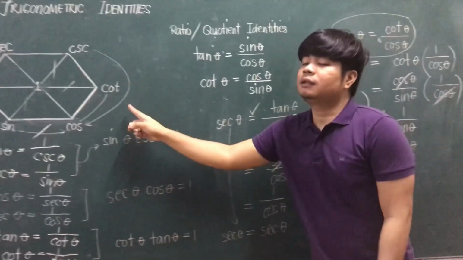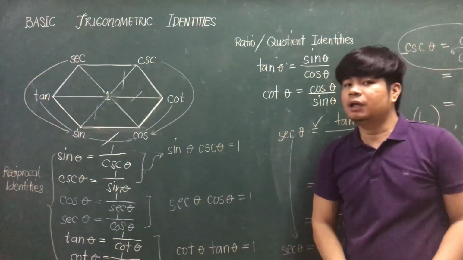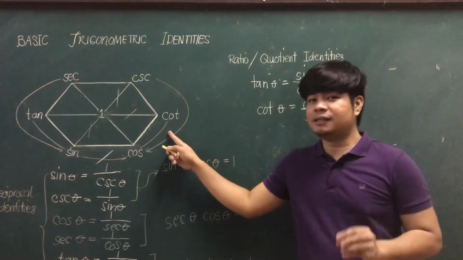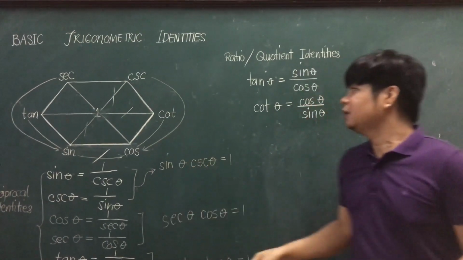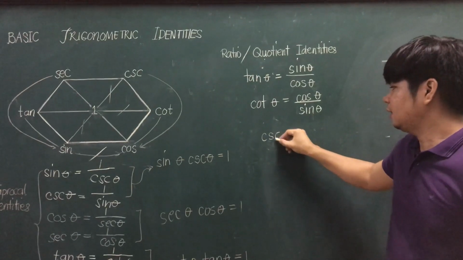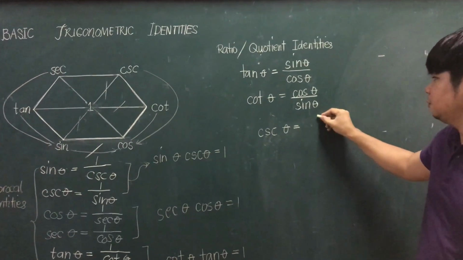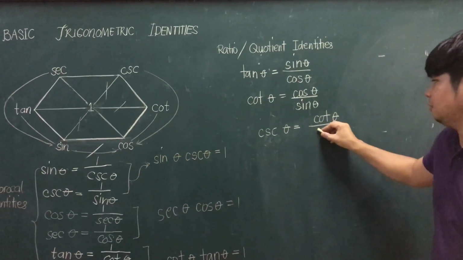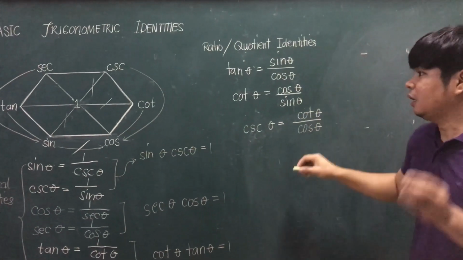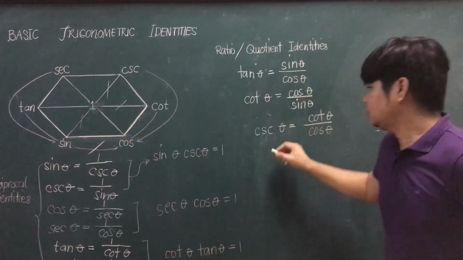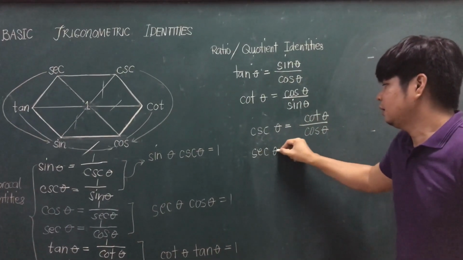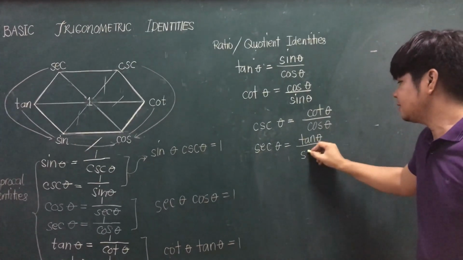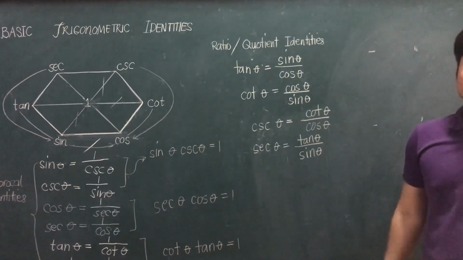You see? This hexagon is very helpful in understanding the different identities. So from this hexagon, we already proved that cosecant theta is actually equal to cotangent theta over cosine theta. And secant theta is equal to tangent theta over sine theta.